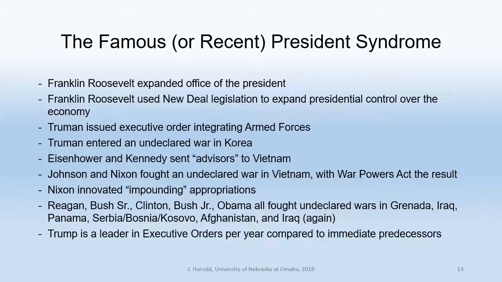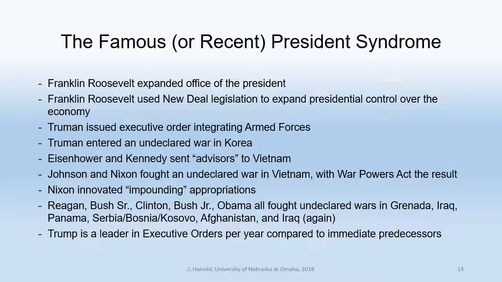Franklin Roosevelt famously expanded the office of the president, as we've talked about. Truman actually issued an executive order in 1950 integrating the armed forces. Congress wasn't going to do that at the time anyway, and Truman did it through executive order. Eisenhower and Kennedy sent advisors to Vietnam. This is after Truman had fought an undeclared war in Korea. And these advisors, of course, later bloomed into a full-fledged military force in Vietnam.